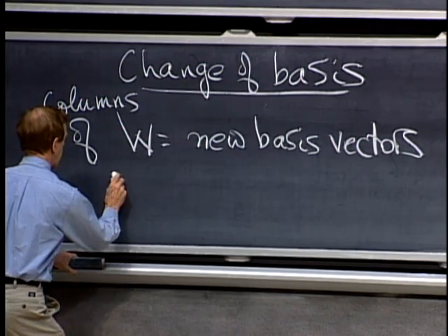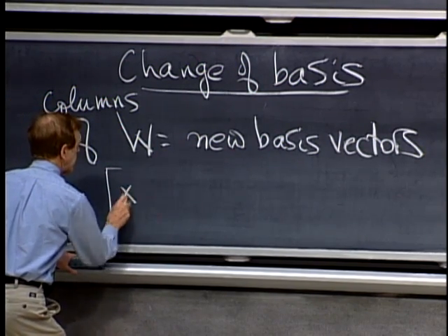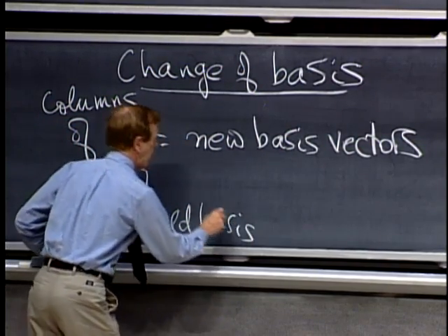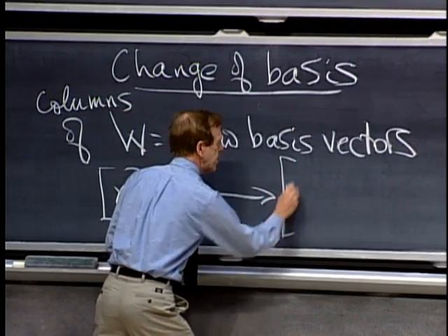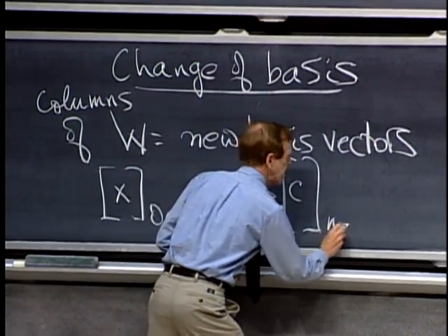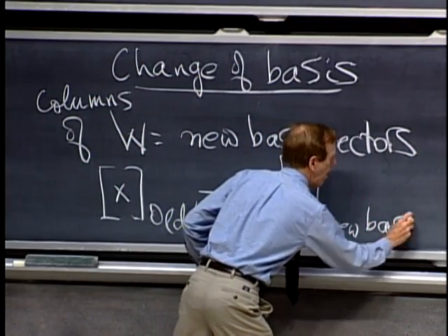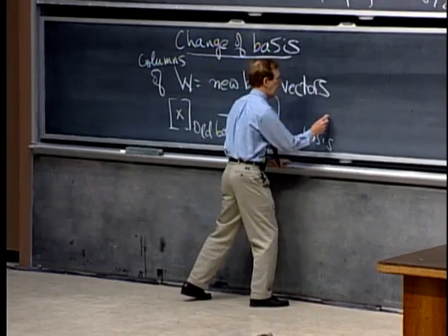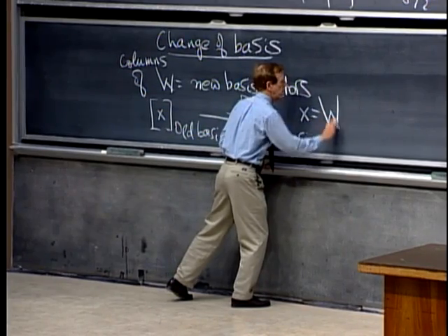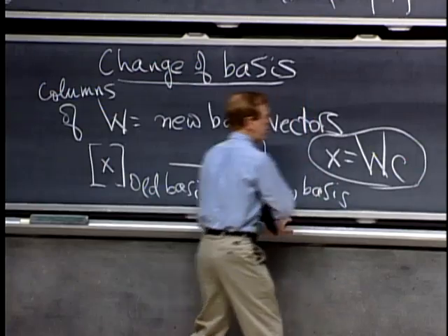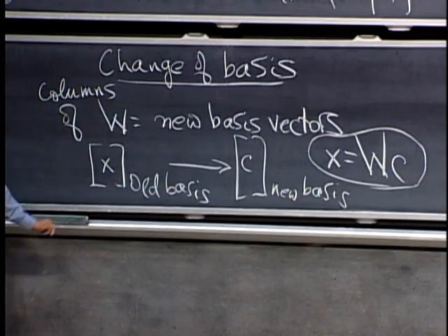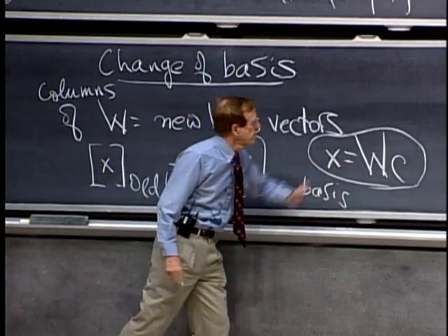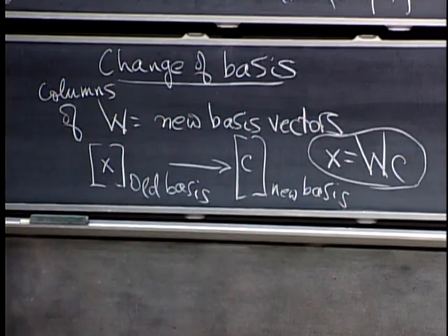So we have the vector, say X in the old basis, and that converts to a vector, let's say C in the new basis, and the relation is exactly what we had there, that X is WC. That's the step we have to take. There's a matrix W that gives us a change of basis.